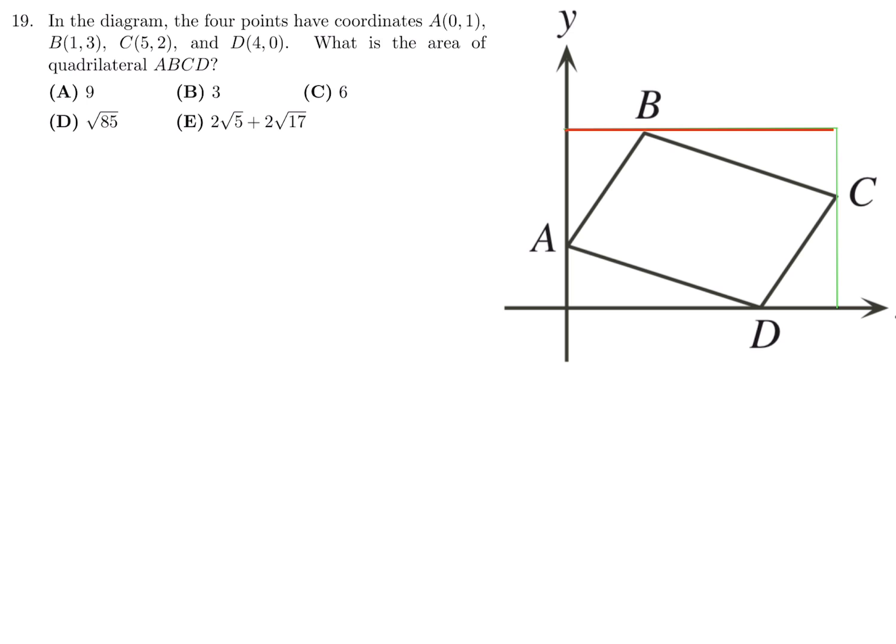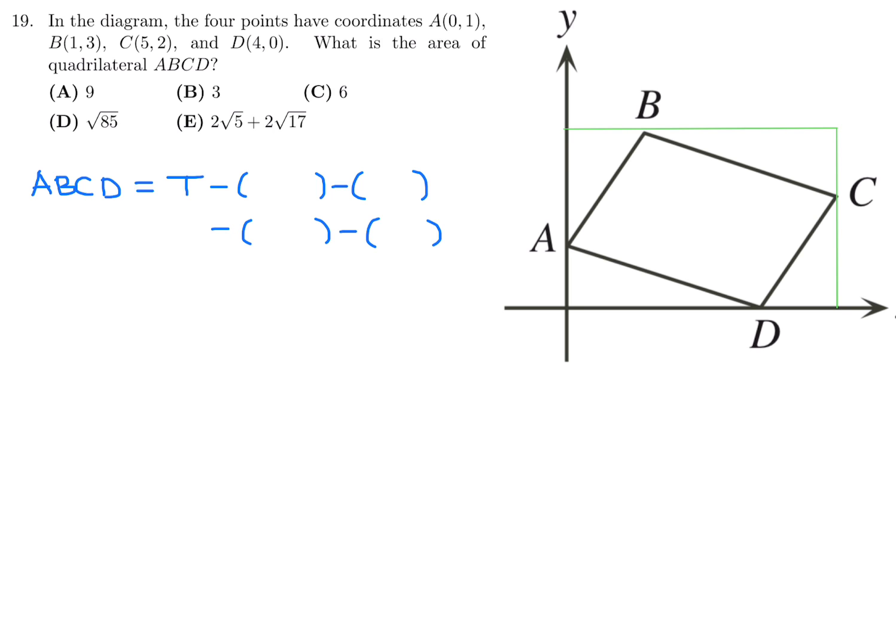So to summarize, first we'll figure out the area of this big rectangle, and from it I will subtract the 4 triangles, those ones right there. And if I do, the remaining area will be the area of ABCD. So here we go. ABCD is going to be the total area minus the 4 triangles.